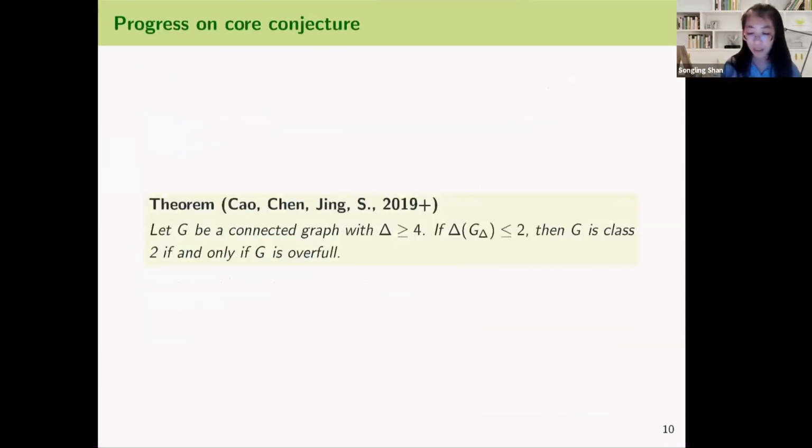And recently, in joint work with Cao, Chen, and Jing, we showed that the core conjecture is true for all delta at least 4. Again, the if direction of the proof is trivial, because if G is overfull, we know that it's class 2. So the proof really focuses on assuming we have a class 2 graph G such that the maximum degree of the core is at most 2. We want to show that it is overfull.